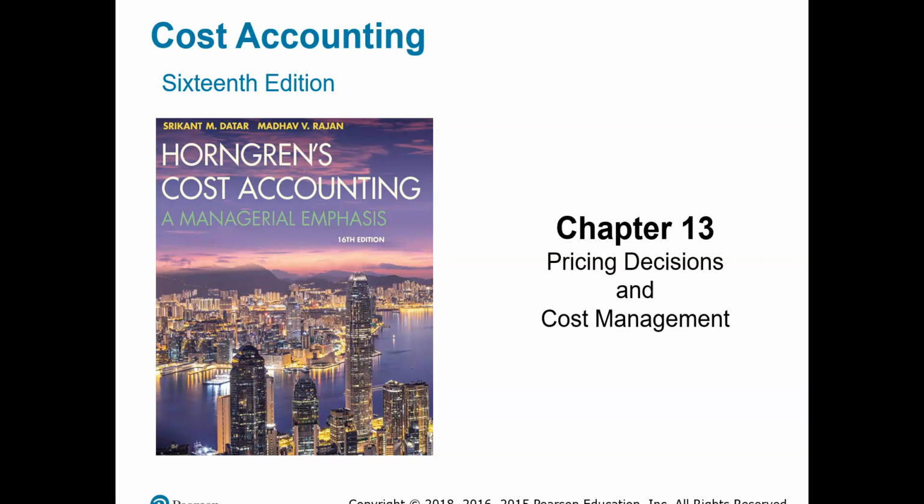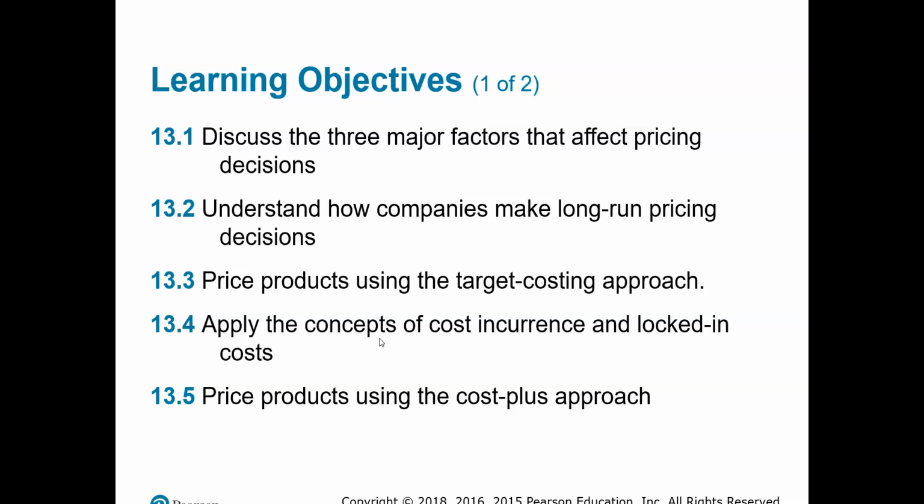In this session, we're going to talk about pricing decisions and cost management. So, we're going to take a look at a number of things in this chapter. First of all, we're going to talk about the three major factors that affect pricing decisions. We're going to understand how companies make long-run pricing decisions, and then we'll price products using the target costing approach.